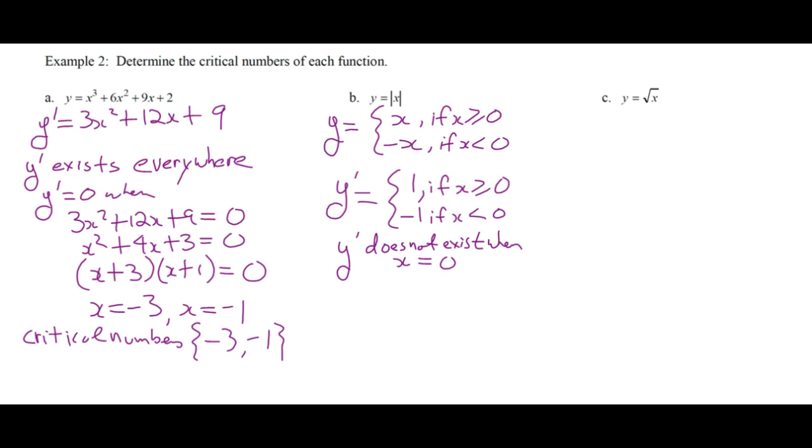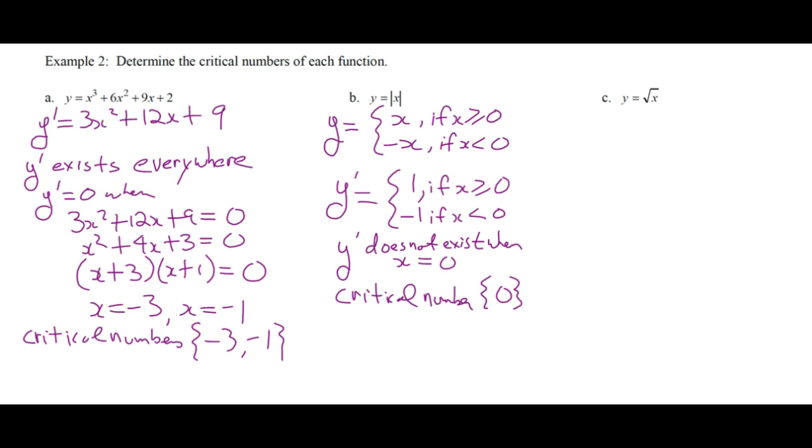So what's the critical number? 0. Okay. That's the only value we have to worry about, right? And that's an absolute value function. It has a minimum at that point, right? We know that because we know what the function looks like.